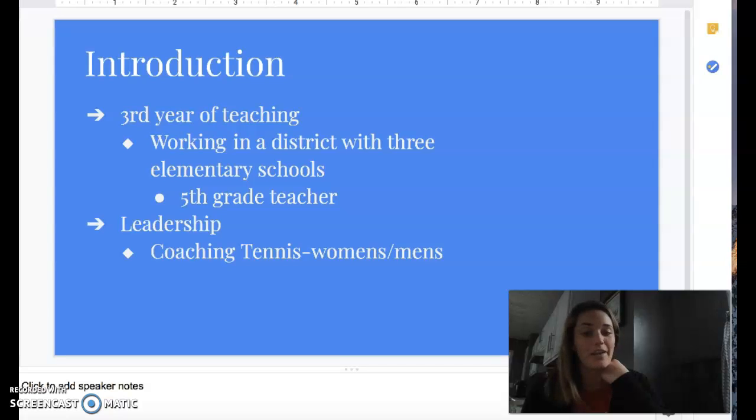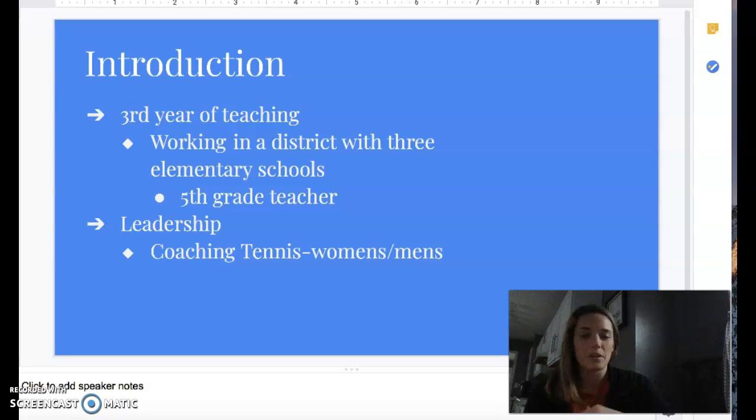This is actually where I was born and raised. I went to a different elementary school, but I went to the same middle school and high school that are still in our district now. This district is, I believe, a 4A. There are 3 elementary schools, 1 middle school, and then 1 high school.